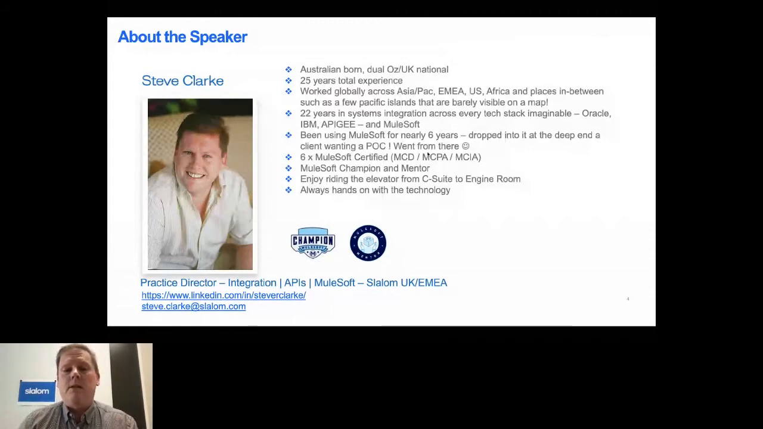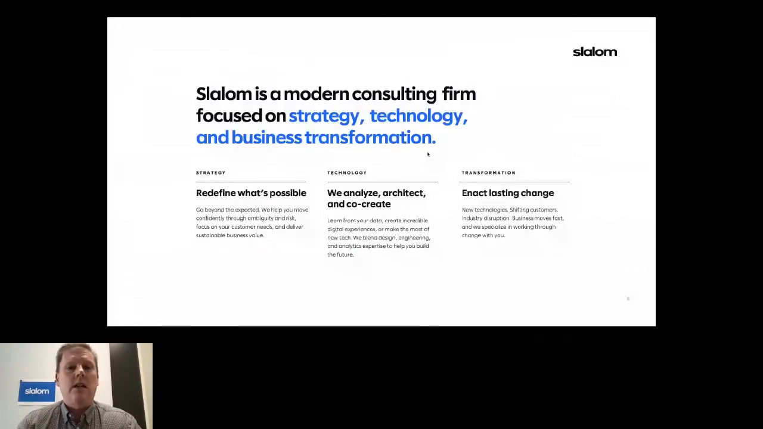So a little bit about Slalom. Slalom is a modern consulting firm focused on strategy and technology and business transformation. We're very practical, pragmatic in terms of consulting, and we really look to help pivot to where the client is in terms of solving problems. And that's great from a MuleSoft point of view, because we were able to articulate the value of MuleSoft in a very pragmatic way that helps achieve real business outcomes, and in line with the vision that MuleSoft have set out.